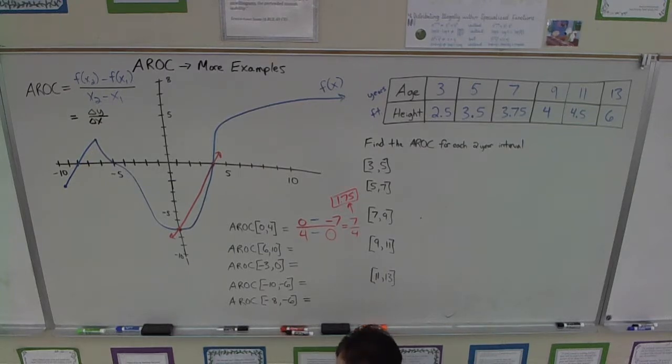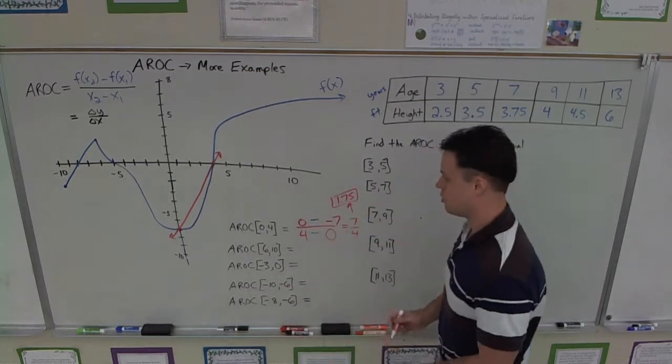Slope. Does that make sense? Yes. That slope is 1.75, or 7/4. That's all average rate of change is. Don't make it harder than it is. I think the only way that people get confused about it is when they make it harder than it is.